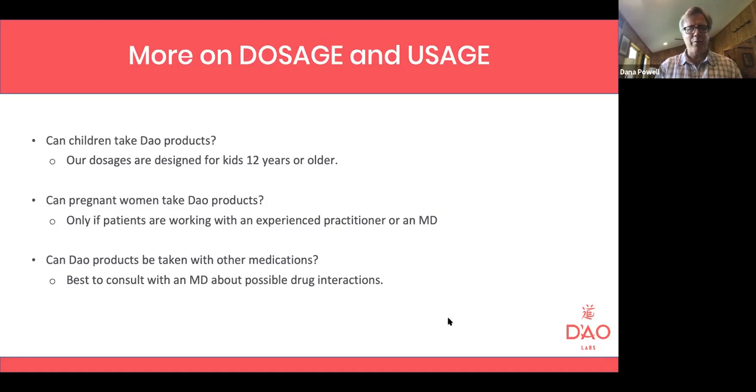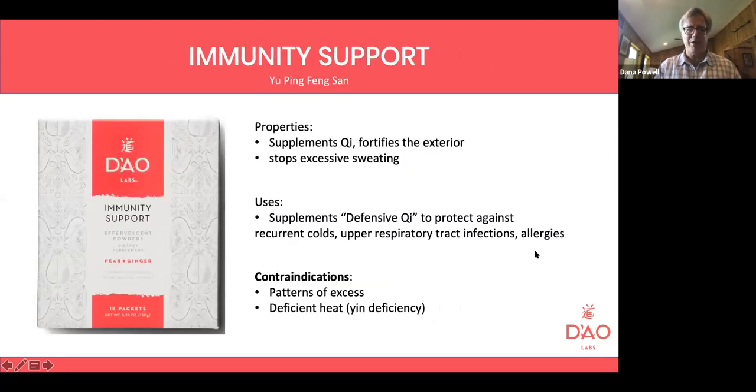So those are a couple of standard answers to questions on dosage and usage. I hope that's helpful. From here, let's move on to counterindications. I'm going to take each formula one by one and go over some basics of how the formula is used, but also when not to use it.